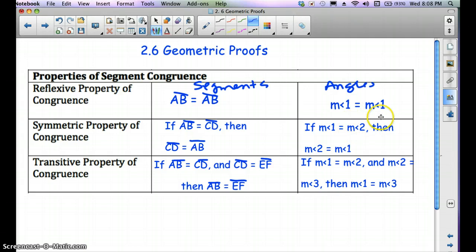Again, measurement of angle 1 equals measurement of angle 1. Symmetric, if AB equals CD, then CD equals AB. Same thing over here with measure of angle 1 and measure of angle 2. Transitive property of congruence, if AB equals CD and CD equals EF, then guess what? AB equals EF. If you have measure of angle 1 equals measure of angle 2, and measure of angle 2 equals measure of angle 3, then measure of angle 1 equals measure of angle 3. So make sure you get those written down in your packet.